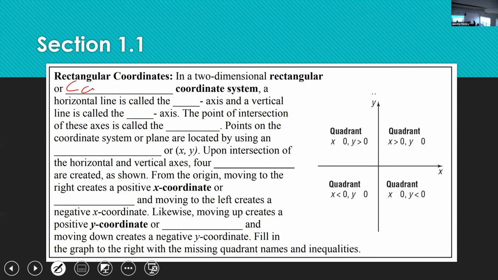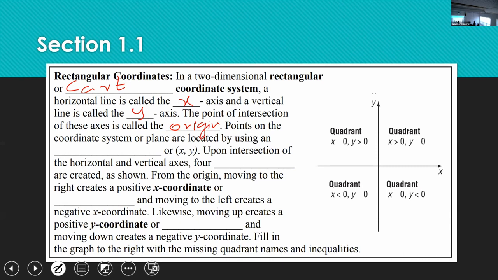Okay, so horizontal line is what? X-axis, yes. X. What's Y? I mean, what's vertical? Okay, so Y-axis. When they intersect, what do you call that? Origin. What did you say? I can't read it. Okay.